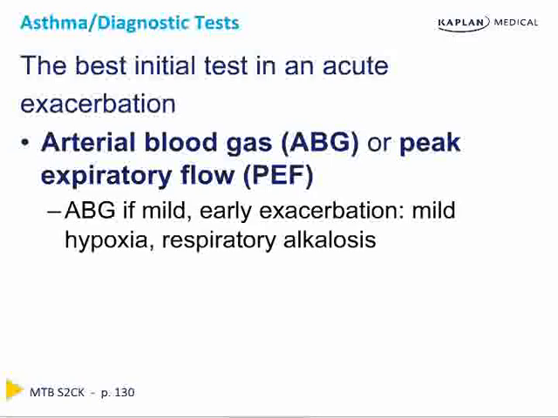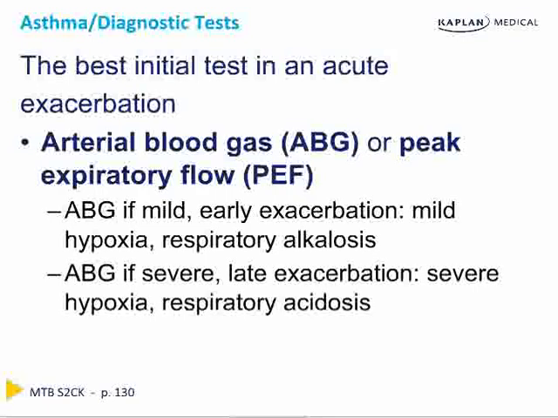In the situation of a mild early exacerbation, the ABG may show some mild hypoxia and a respiratory alkalosis, as evidenced by a mildly elevated pH and a mildly decreased carbon dioxide level. In the situation of a more advanced late exacerbation, where the patient may actually be tiring out from overuse of their respiratory muscles, you're going to see severe hypoxia on the ABG, as well as a respiratory acidosis, which will be characterized by a low pH and a high carbon dioxide level.